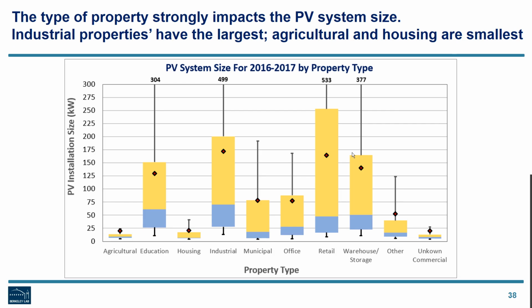If we look at that same issue, PV system size, for just the most recent period across the property types, we can see that education, industrial, retail, and warehouse have some of the largest roofs. I think I mentioned that earlier. And agricultural, housing, and municipal and office have some of the smaller roofs, some of the smaller system sizes, which obviously correlate with the roof size.